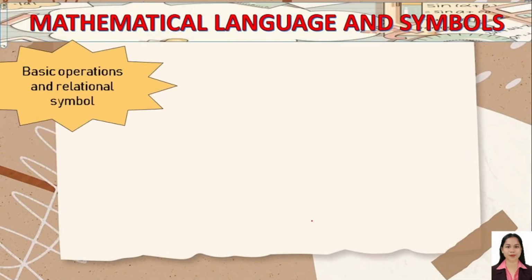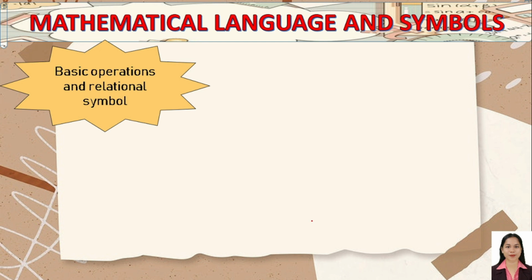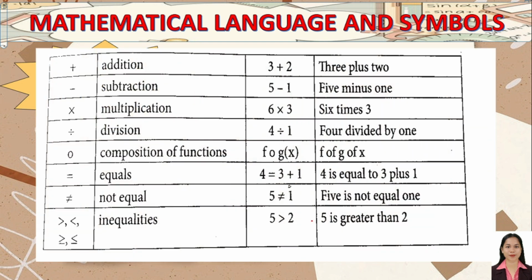And we have the basic operations and relational symbol. So, ito naman yung mga ginagamit natin, kadalasan na ginagamit natin in translating mathematical phrase into mathematical sentence or mathematical expression. You have to use addition, subtraction, multiplication, division, and ito is composition of functions. And we have equals, not equals, and inequality sign. We have the greater than, less than, greater than or equal, and less than or equal.